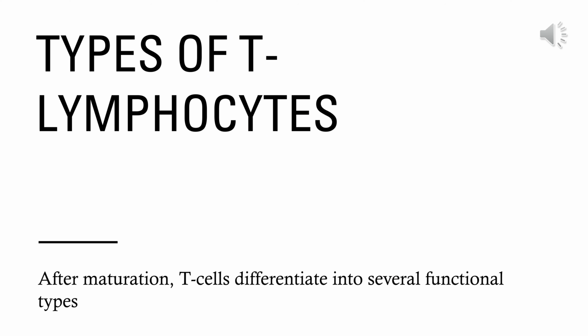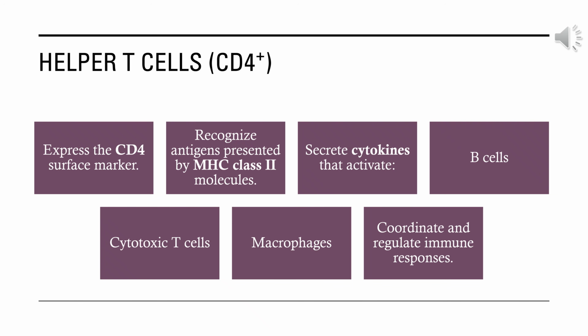Types of T-lymphocytes. After maturation, T-cells differentiate into several functional types. A. Helper T-cells, CD4. Express the CD4 surface marker. Recognize antigens presented by MHC class II molecules. Secrete cytokines that activate B cells, cytotoxic T-cells, and macrophages. Coordinate and regulate immune responses.